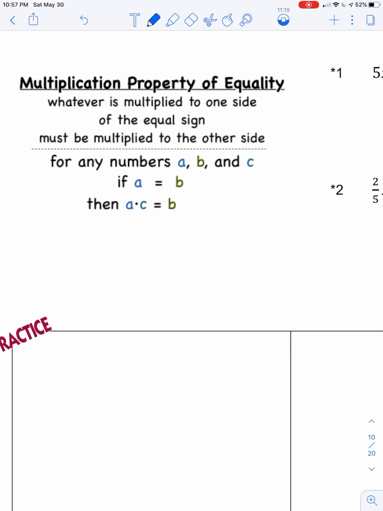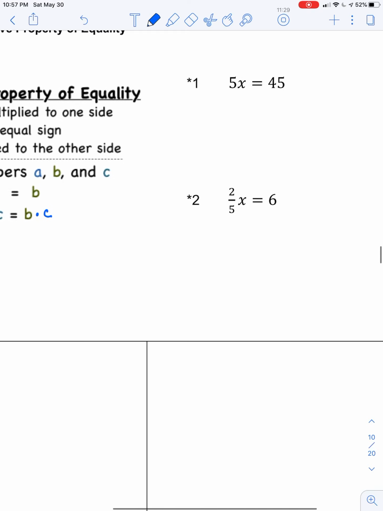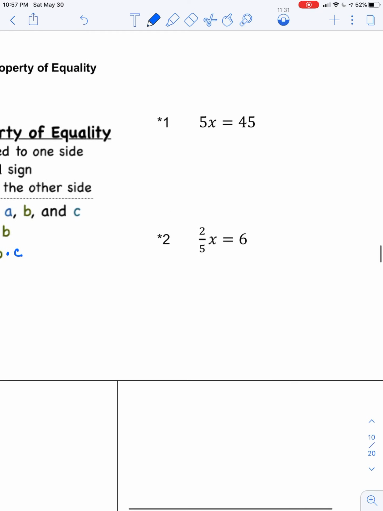So for any real numbers A, B, and C, if A is equal to B, then A times C is equal to B times C. If you can just fill that in, that needs to go right there. All right, so we have our first example, 5x equals 45. We can divide both sides by 5 to isolate the variable: x is equal to 9.